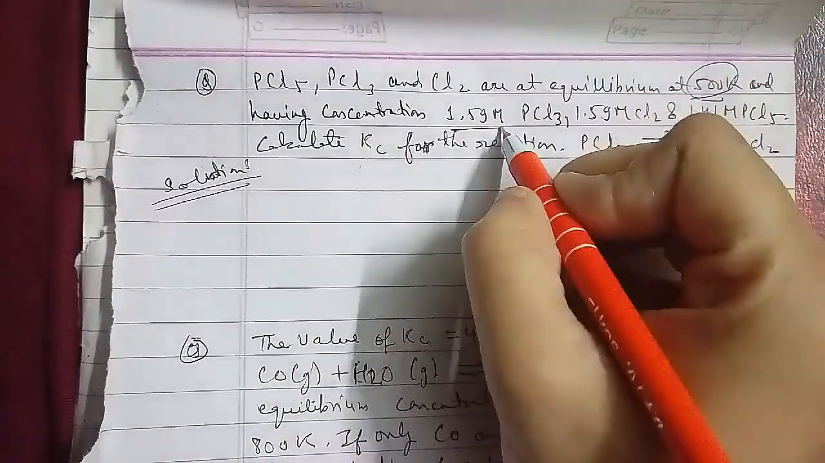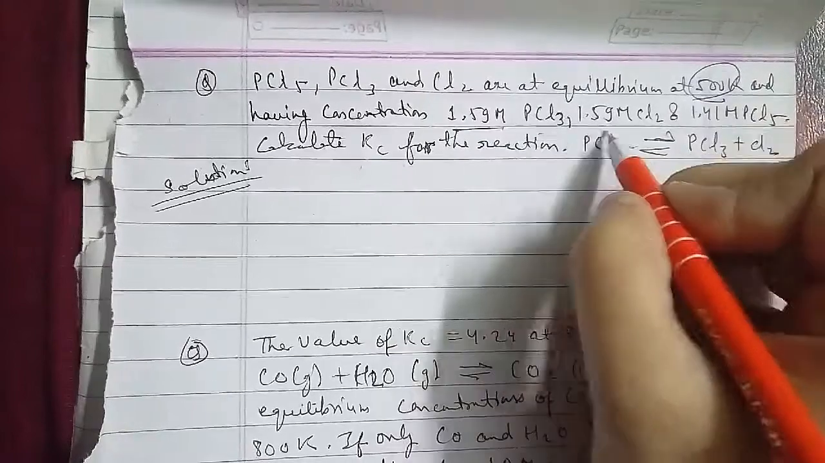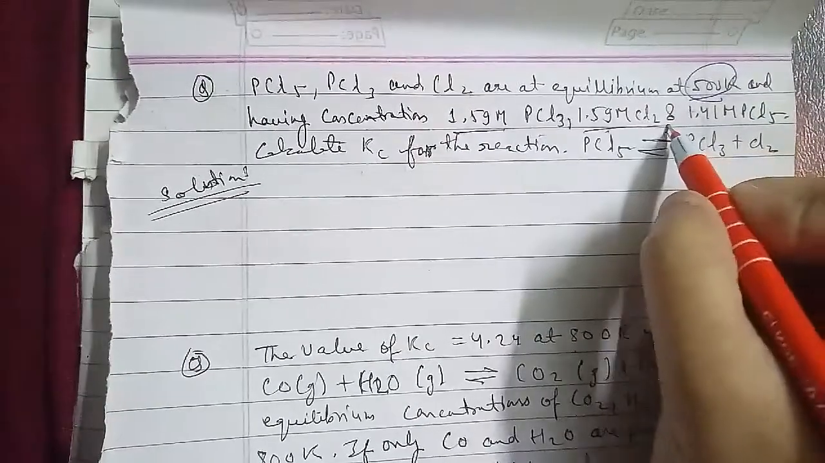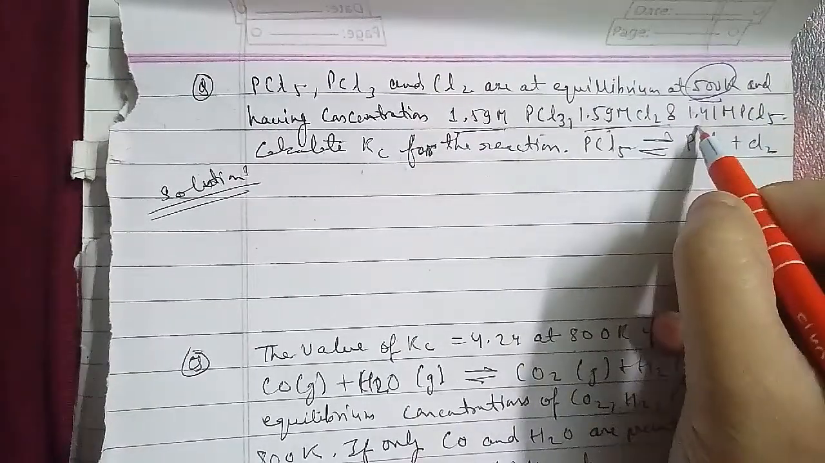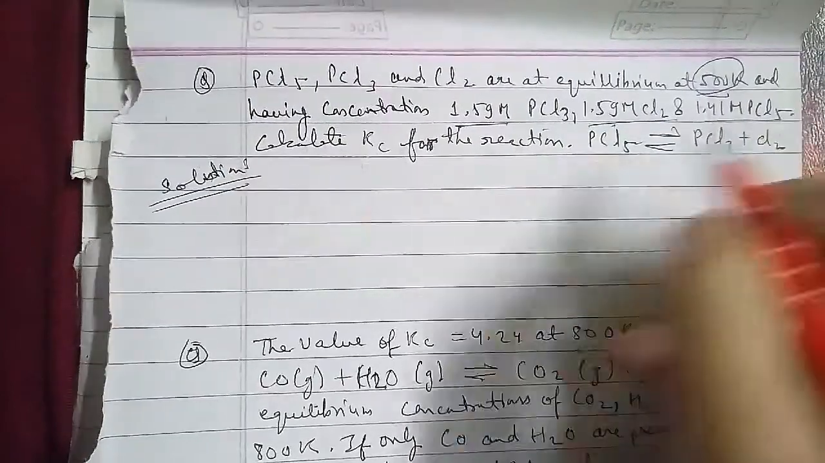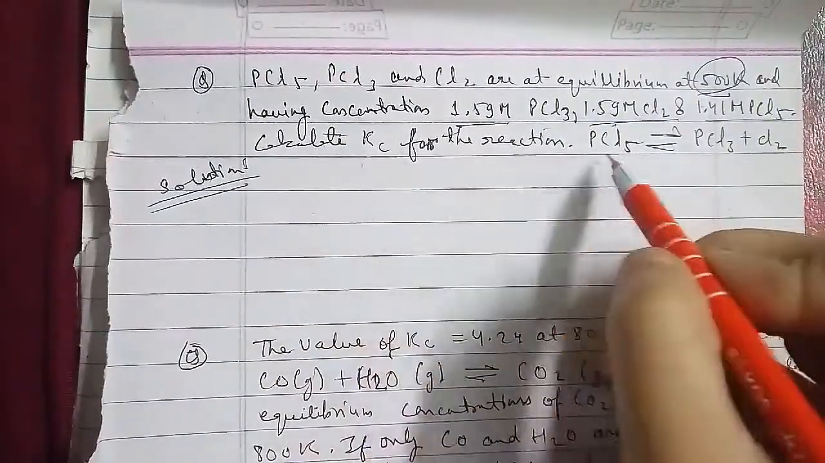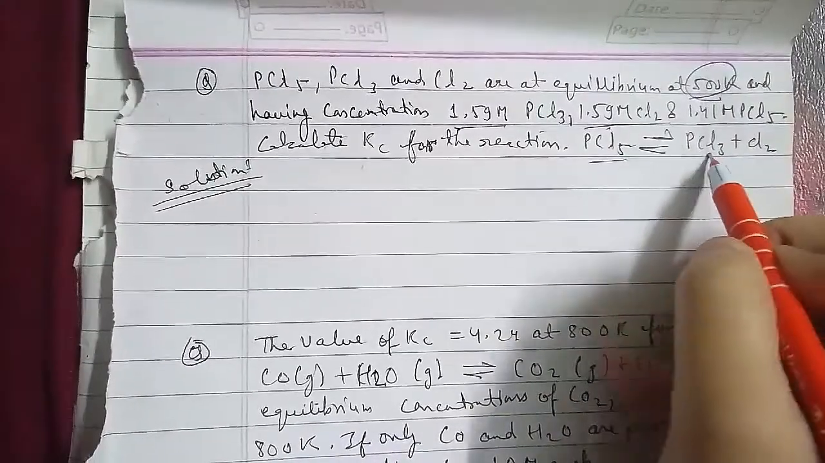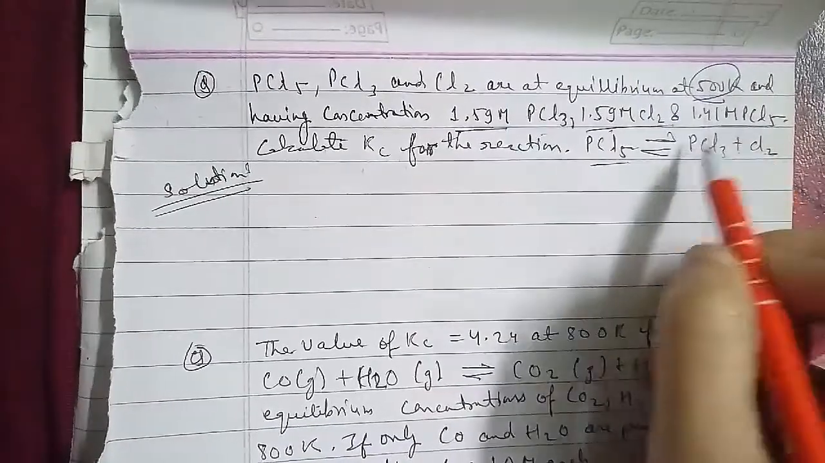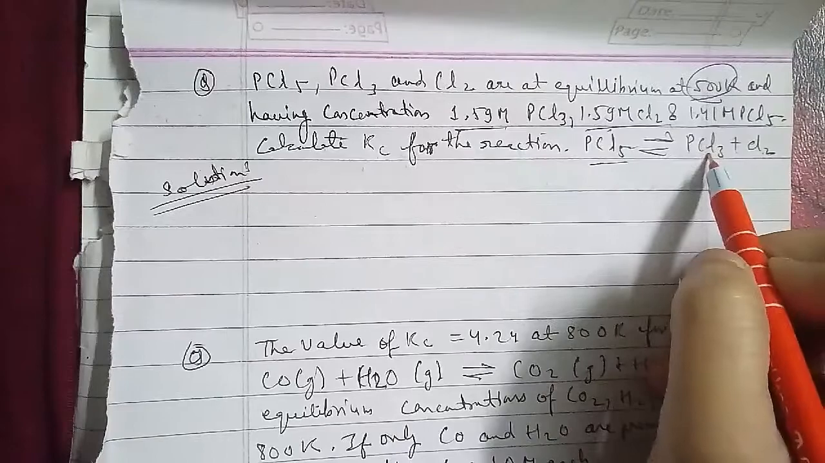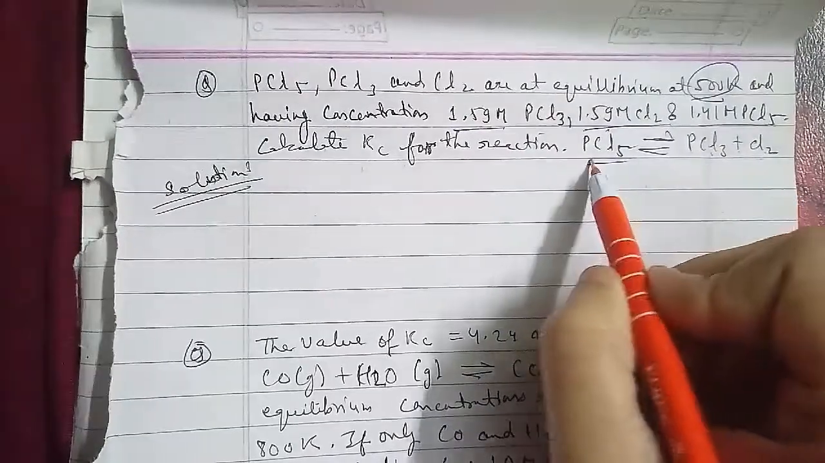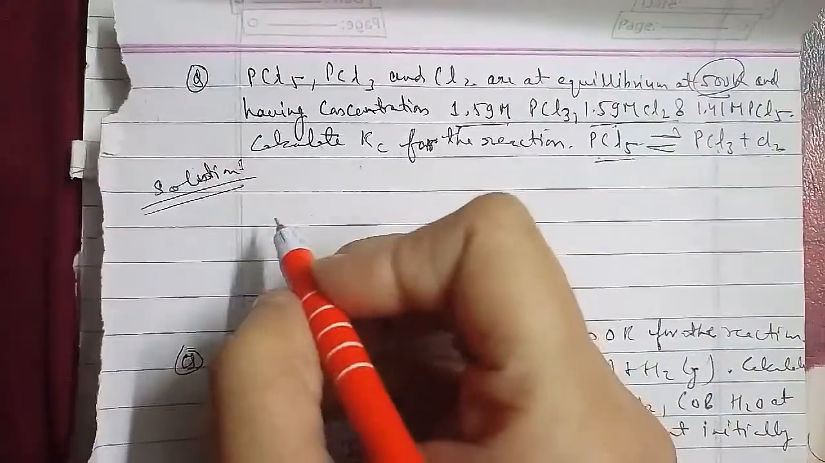With respect to the solution, the equilibrium constant Kc for the above reaction can be written, when we are finding it out, as Kc equals PCl3 times, close the bracket, and then we have Cl2, upon PCl5 here.